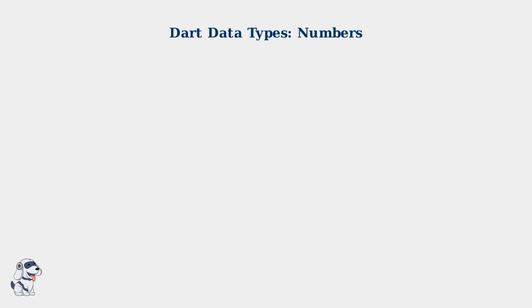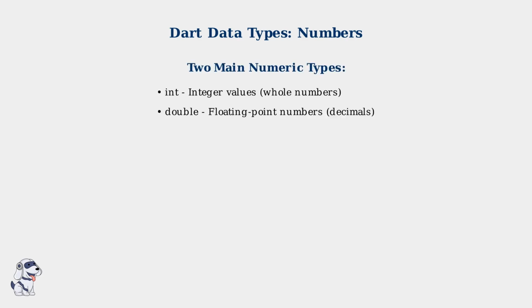Dart provides two main numeric data types for working with numbers: integers and floating point numbers. Understanding these fundamental data types is essential for any Dart programmer. Dart has two main numeric data types. The int type represents integer values or whole numbers, while the double type represents floating point numbers with decimal places.